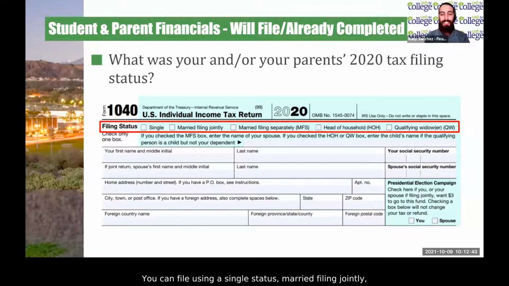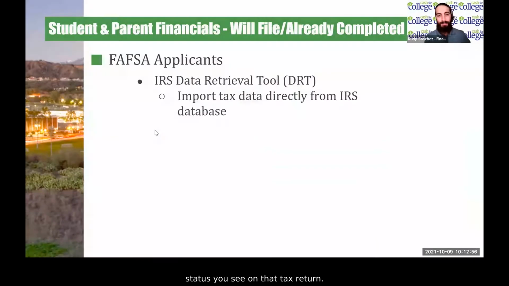You can file using a single status, married filing jointly, married filing separately, head of household, and qualifying widower. So pay close attention to that. You're going to answer that question based on the filing status you see on that tax return.